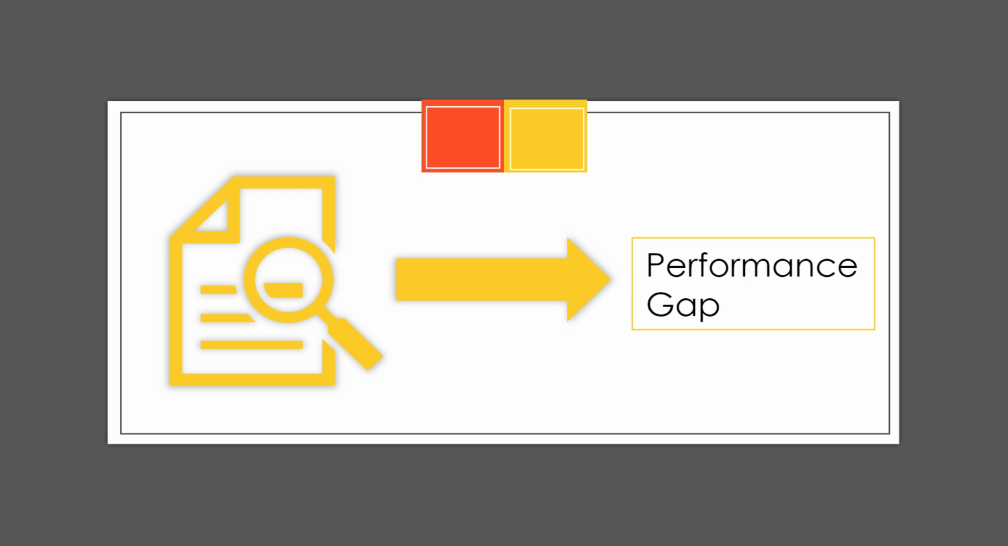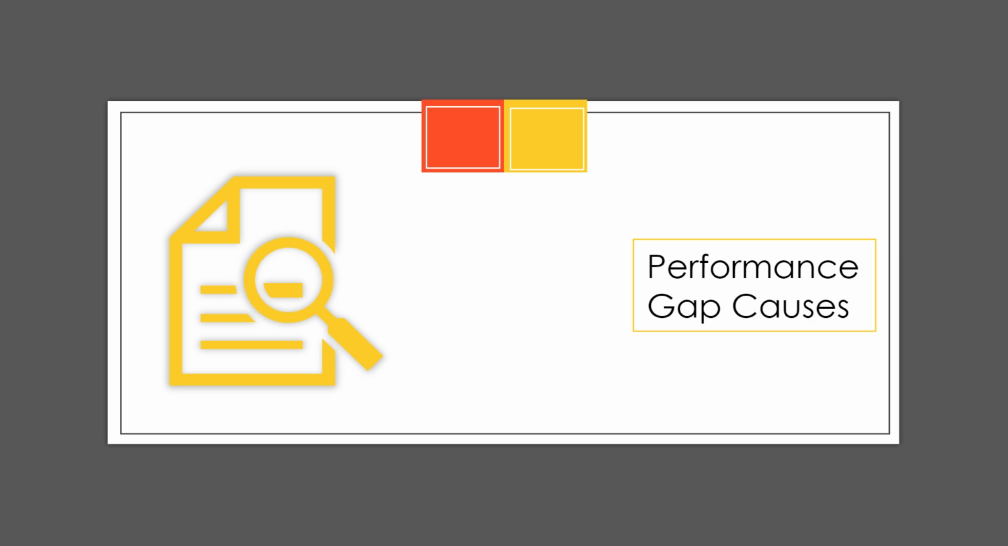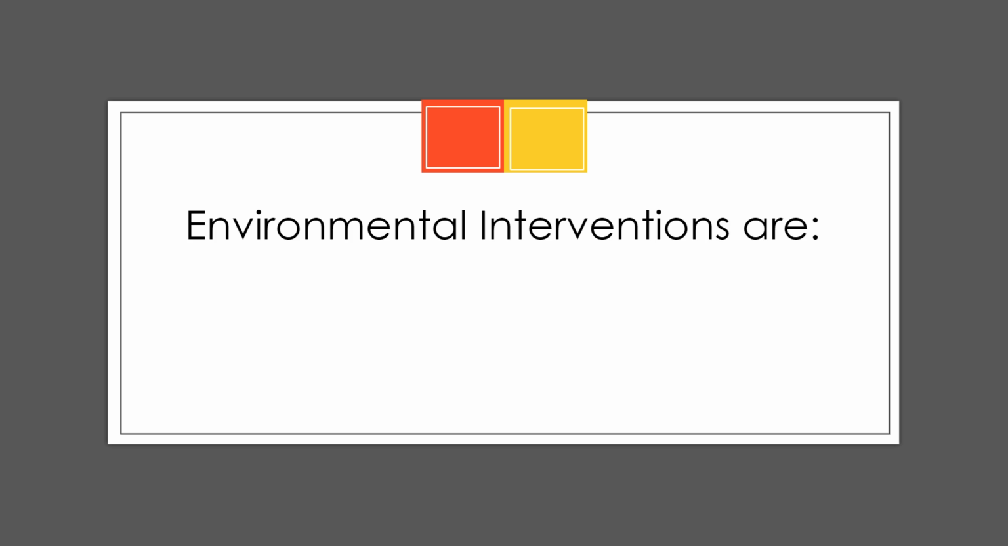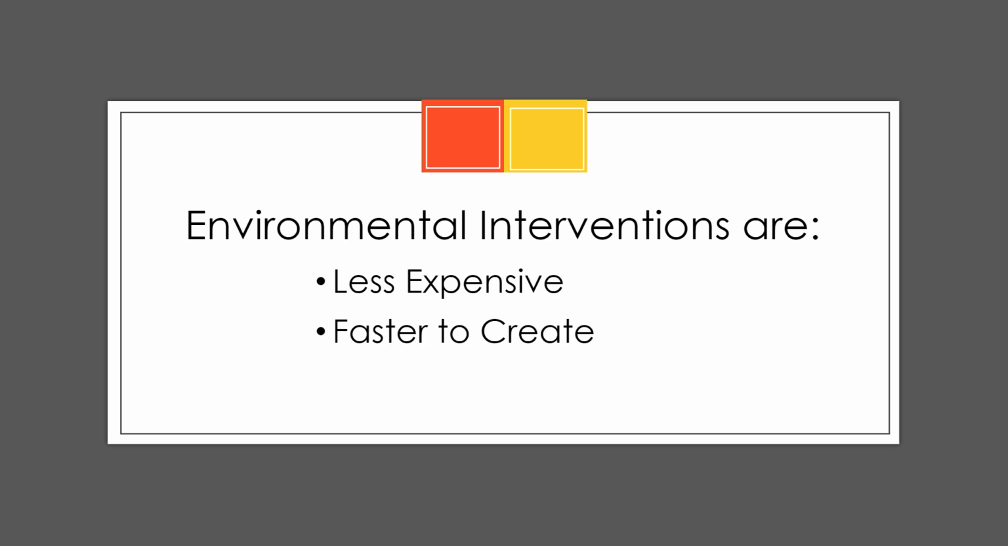As stated before, the front-end analysis of human performance includes analyzing the overall environment to identify the performance gap. Once the performance gap is identified, the cause analysis further analyzes the environment for the performance gap's environmental causes. Research identifies environmental interventions as less expensive and faster to create, increasing their popularity among human performance technology practitioners.